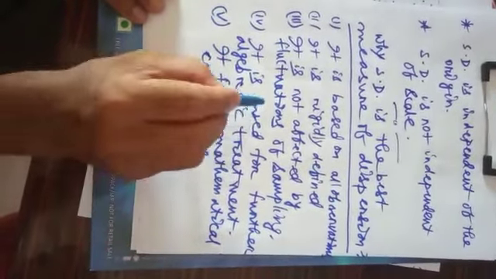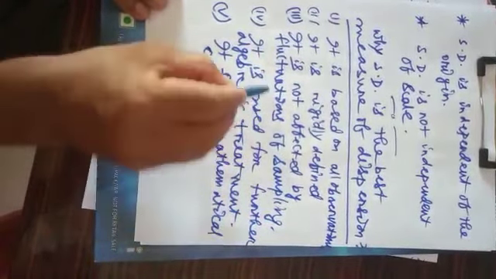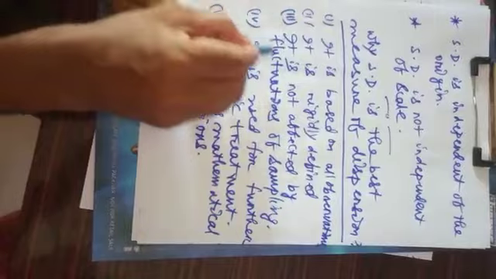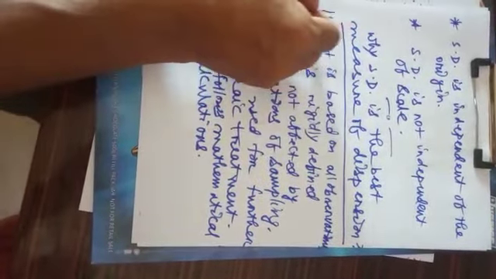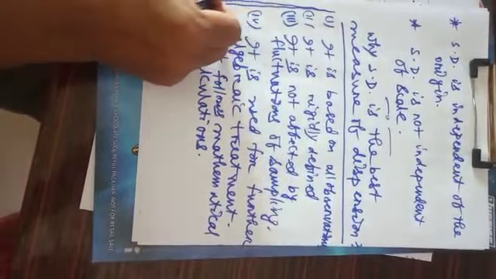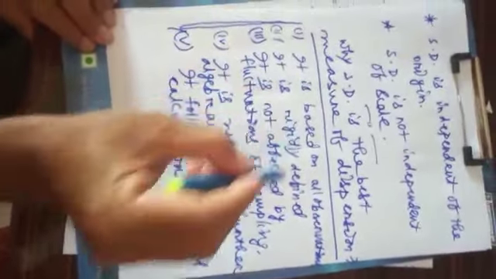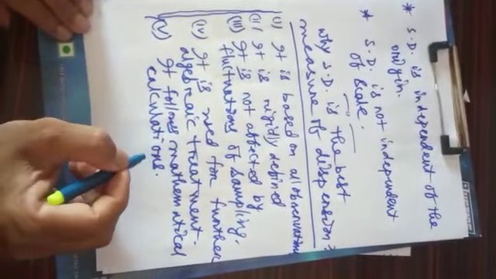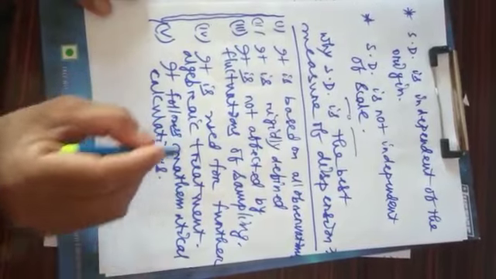And remember, these are the points. It is based on all observations, it is easily defined, it is not affected. These are the characteristics of a good measure of dispersion. So these characteristics we also find in standard deviation. That's why we say standard deviation is the best measure of dispersion. With this we come to the conclusion that in measures of dispersion, standard deviation is the best measure.